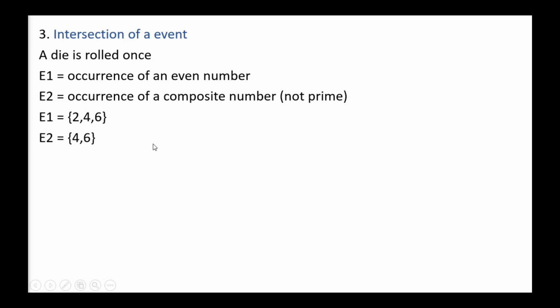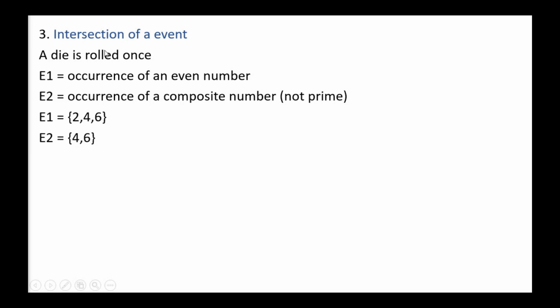We know that 1, 2, 3 and 5 are treated as primes here. So all those numbers are prime, but 4 and 6 are not prime because they are not only divisible by 1 but also divisible by other numbers apart from 1.